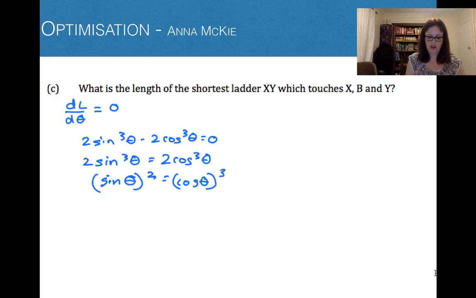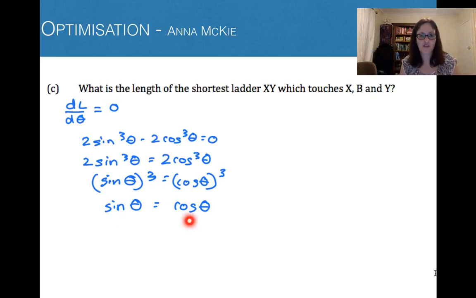Oops, I meant to write a cube, not a square. So likewise, you could undo that cube, you know what I mean. So essentially what we're trying to find now is when sine of theta equals cos of theta. Some of you might just know where in the unit circle that happens.